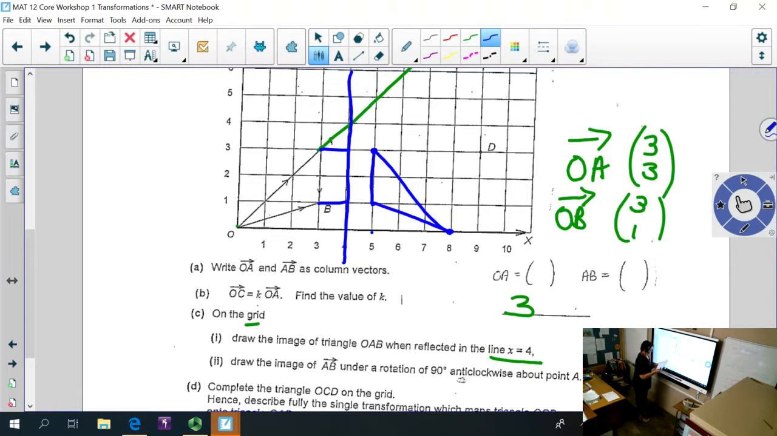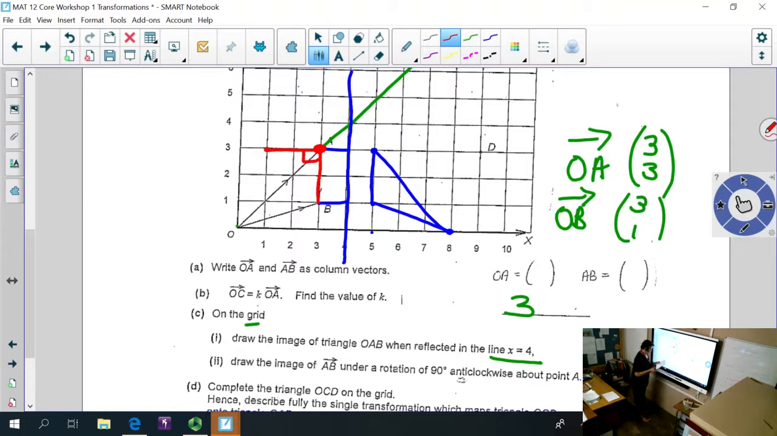And then draw the image of AB. Now this is just this line AB. And it's under a rotation of 90 degrees anti-clockwise about A. That means A is going to be the center. Anti-clockwise is like this, like the watch, and there's the 90 degrees. So this line will be there. There will be the line, the image there.